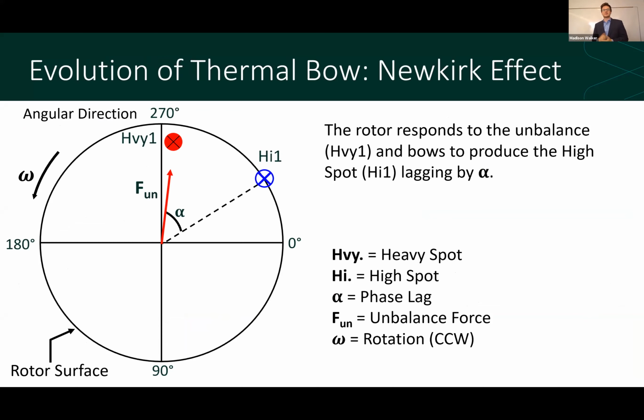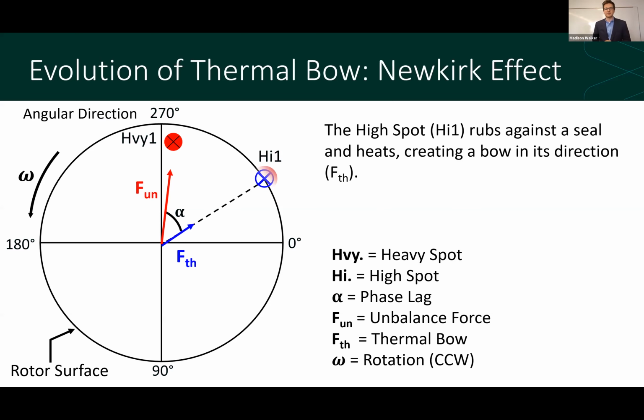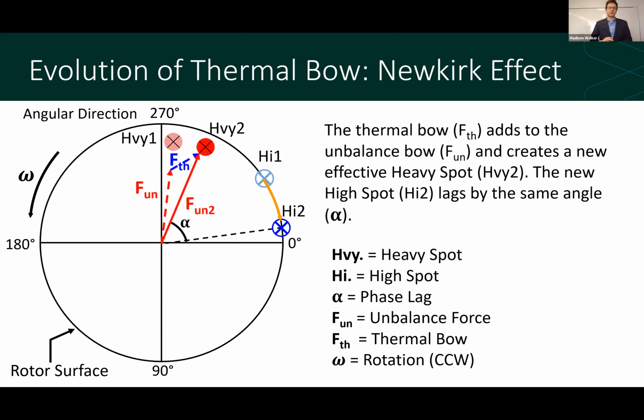So when we combine these two effects, we get the Newkirk effect. First off, like we mentioned before, you have a heavy spot and the rotor is experiencing a force F_un in the direction of that heavy spot. The actual rotor bow lags the force by some angle alpha and you get a high spot. The high spot rubs on the outside surface of the seal and it heats and you get a thermal force in the direction of this hot spot. And then the thermal force and the unbalanced force add together and actually move the heavy spot and the high spot over because they're adding vectorially. These forces are just adding together. And what you end up with is the high spot moving in the direction opposite rotation.